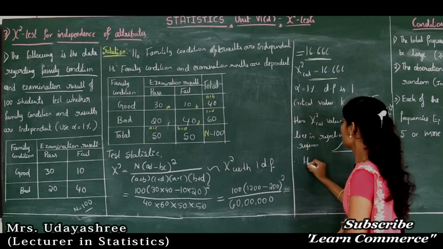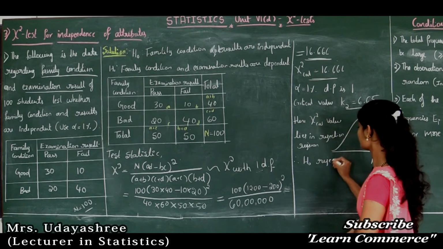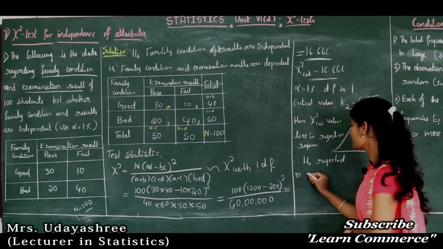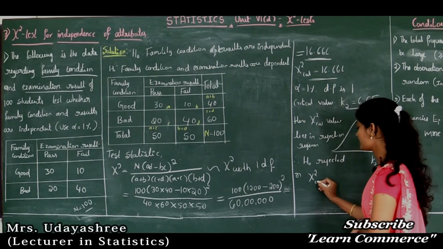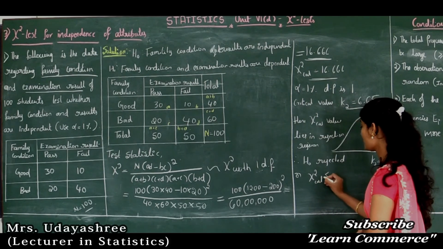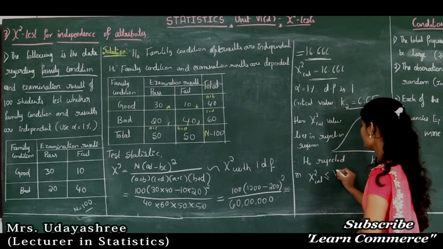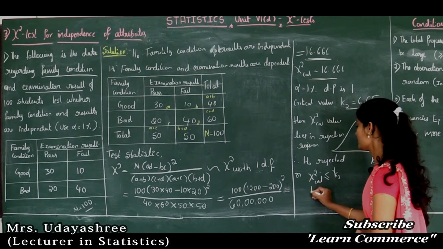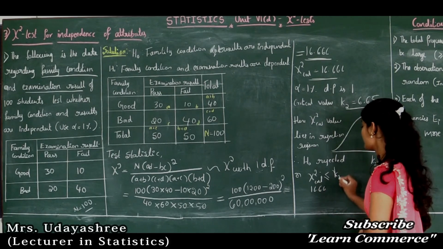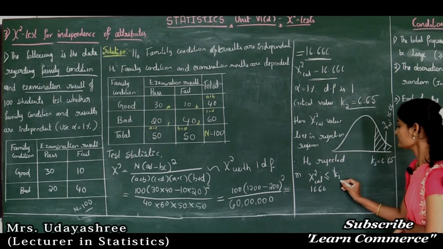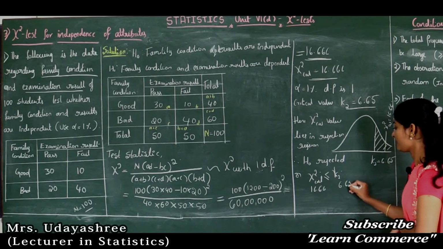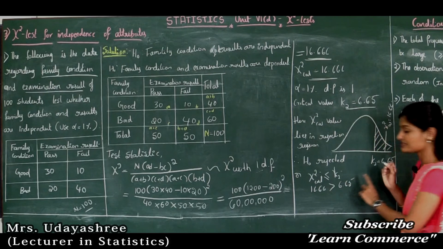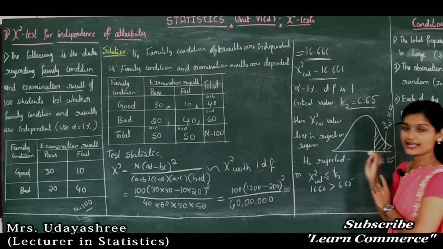Therefore, H0 is rejected. Or the condition is like this, because it is an upper tail test: chi-square calculated value less than or equal to the table value. Here the calculated value is 16.66 and the table value is 6.65. See, 16 is greater than 6.65. Therefore, we can say H0 is rejected.